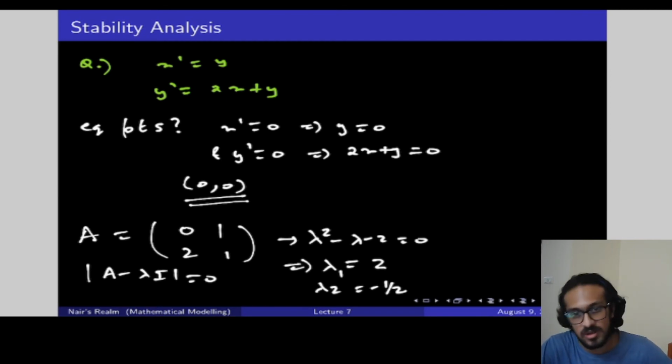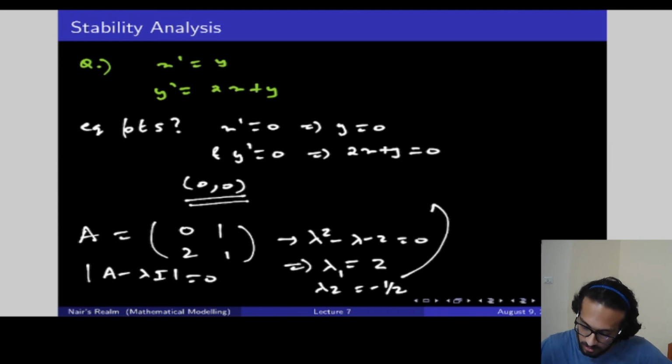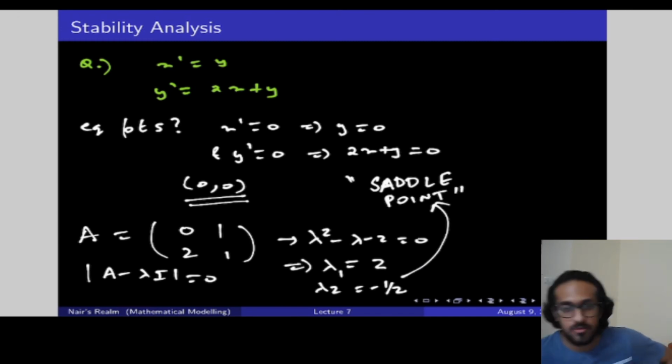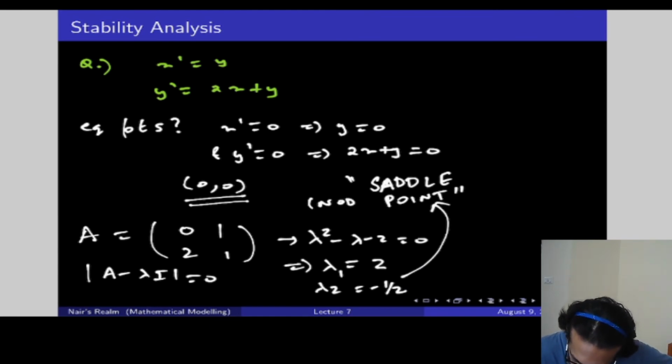Now, because one is positive, one is negative, it's in fact an unstable equilibrium point. Moreover, if you have one positive and one negative in a 2D planar case, you can call this a saddle point, which is an unstable equilibrium point. You can either call it saddle point, which is the right thing to do, or a saddle node is also correct, or you could just say it's an unstable equilibrium point because there's one positive and one negative eigenvalue.